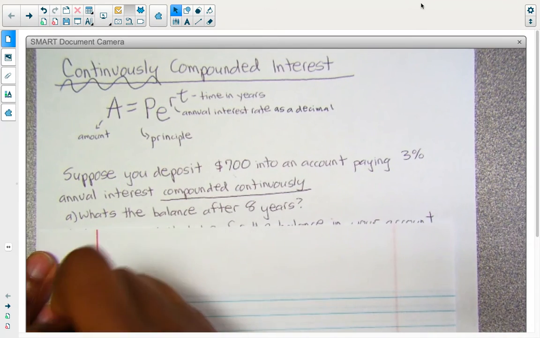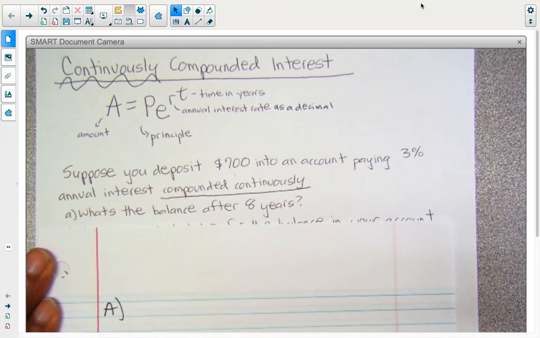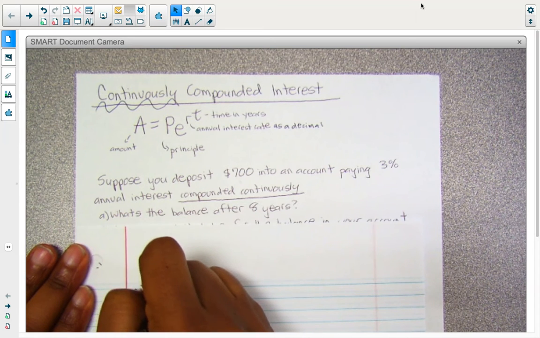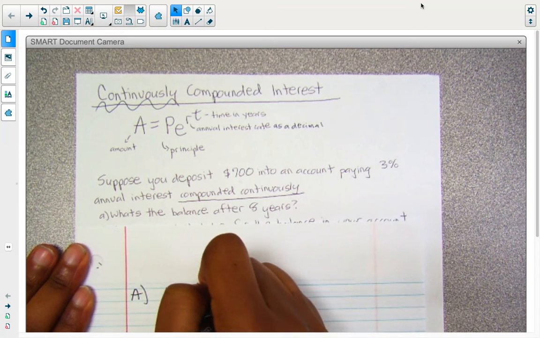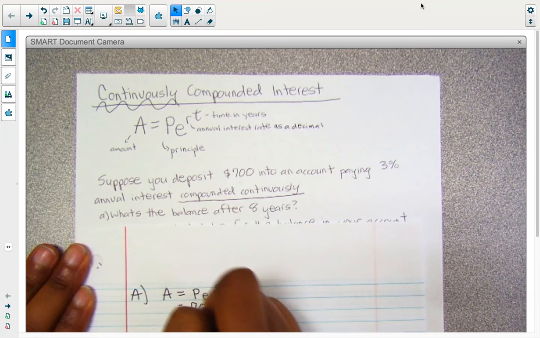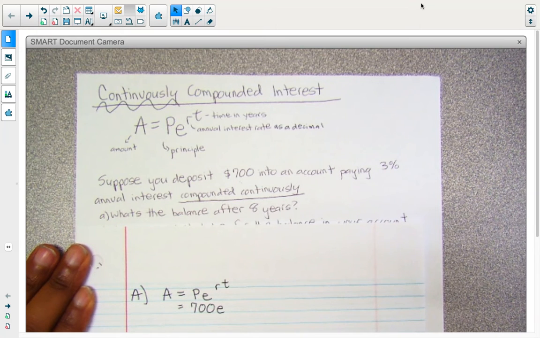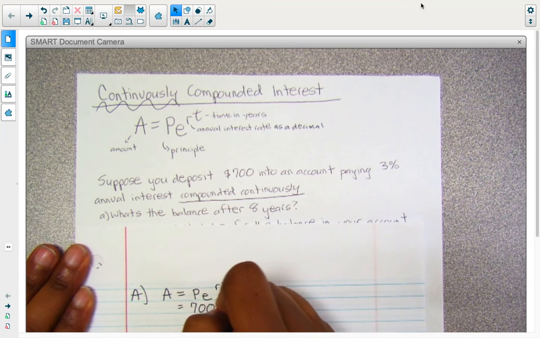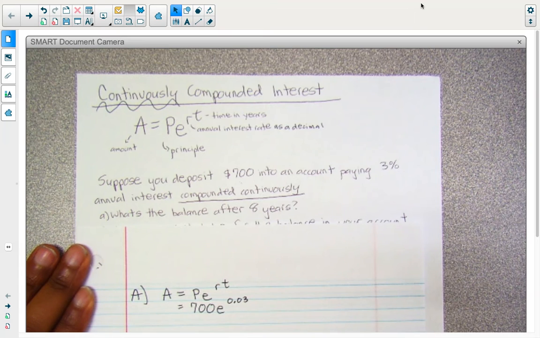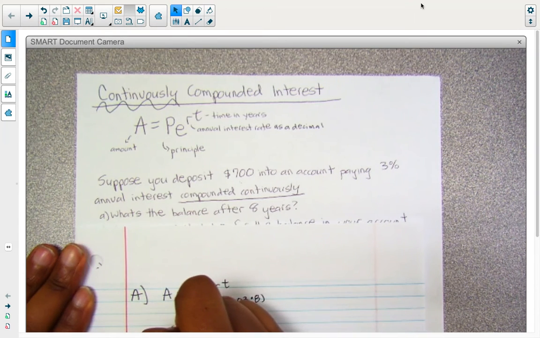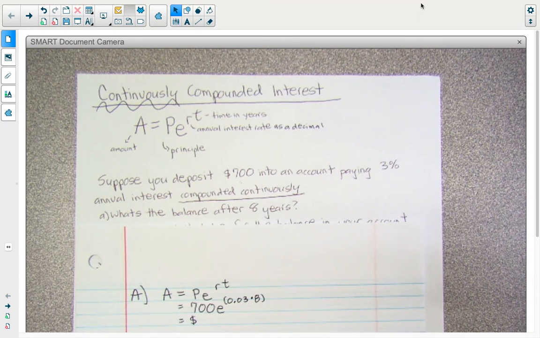All right, there we go. So part A. What is the balance after 8 years? So let's write our formula down. Our formula, A equals P e to the rt. P is what we started with, our initial amount, which is $700. e is e. r is our rate as a decimal. So in the problem up here, it says 3%. I need to change that to a decimal, so it would be 0.03. And my time period is, they want to know the balance after 8 years. So my time is 8 years. This one is very straightforward. So that is our setup for this problem here.